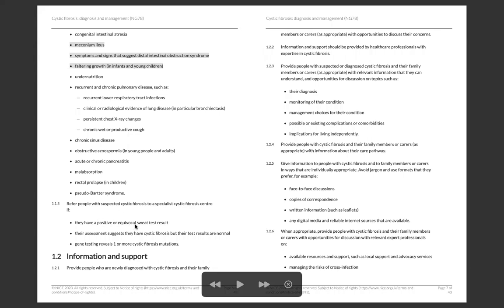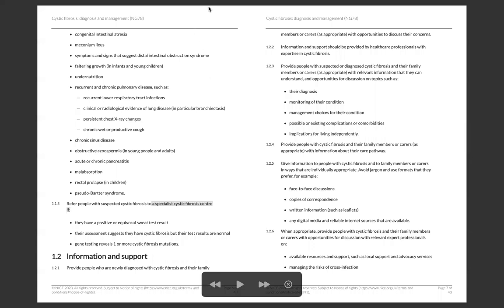If they have a positive or equivocal sweat test result, or their assessment suggests that they have cystic fibrosis but their test results are normal, or genetic testing reveals one or more cystic fibrosis mutations. So all these people whom you suspect have cystic fibrosis, you will refer to a specialist cystic fibrosis center. Either positive or equivocal sweat test, or symptoms suggestive of cystic fibrosis but normal test results, which are the rare cases we studied, and genetic testing.